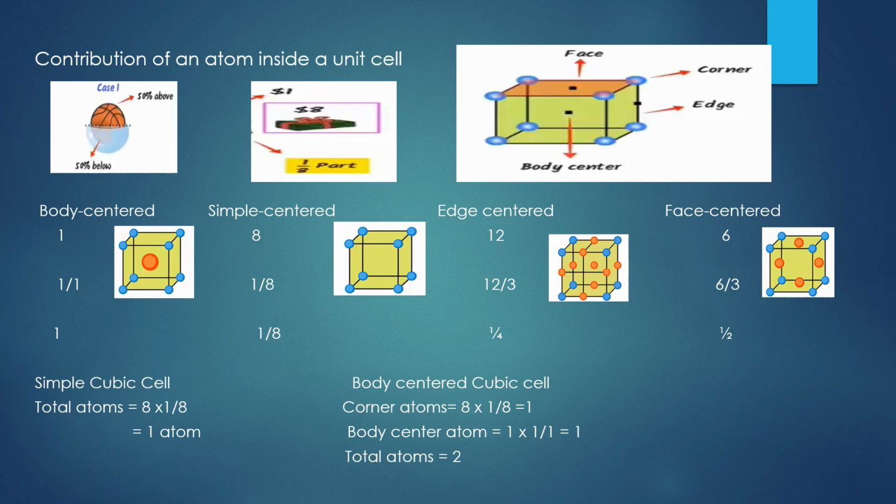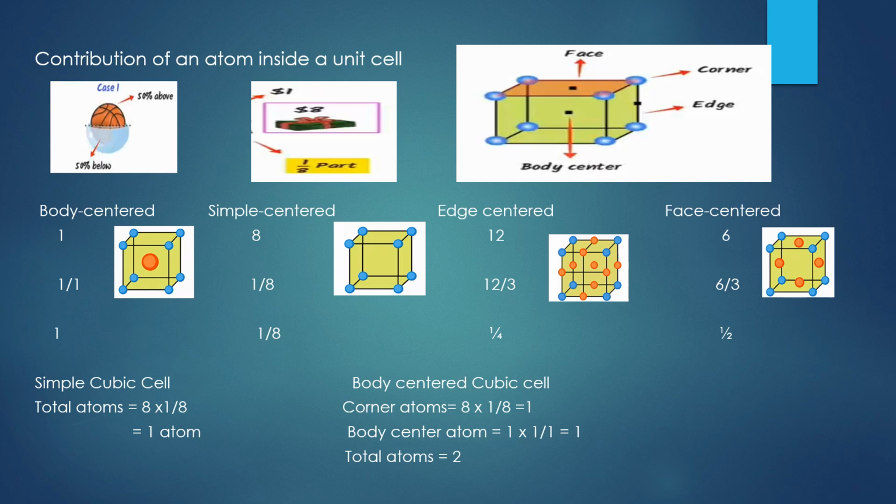The number of atoms, 12, is divided by 3, which is equal to 1 by 4. Therefore, 1 by 4 is the contribution of edge-centered. In face-centered, the contribution is 1 by 2. That means the number of atoms, 6, is divided by 3, which is equal to 1 by 2, the contribution of face-centered.